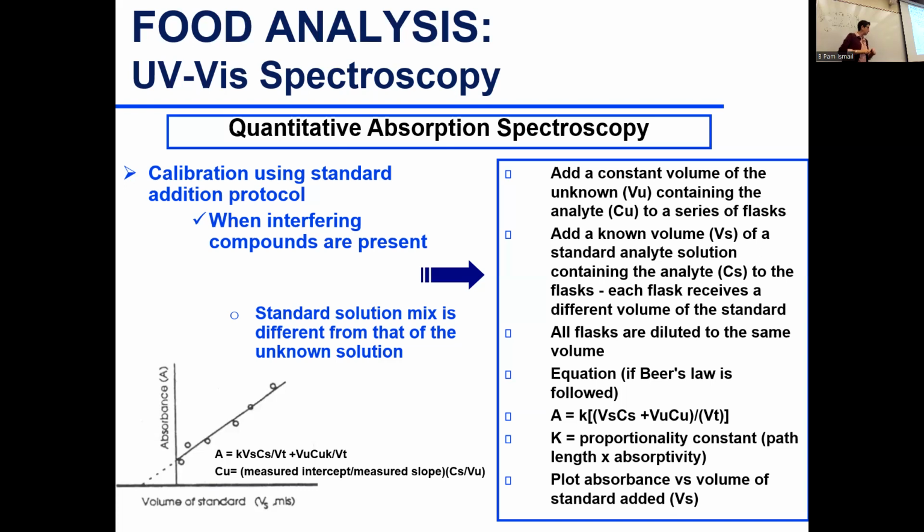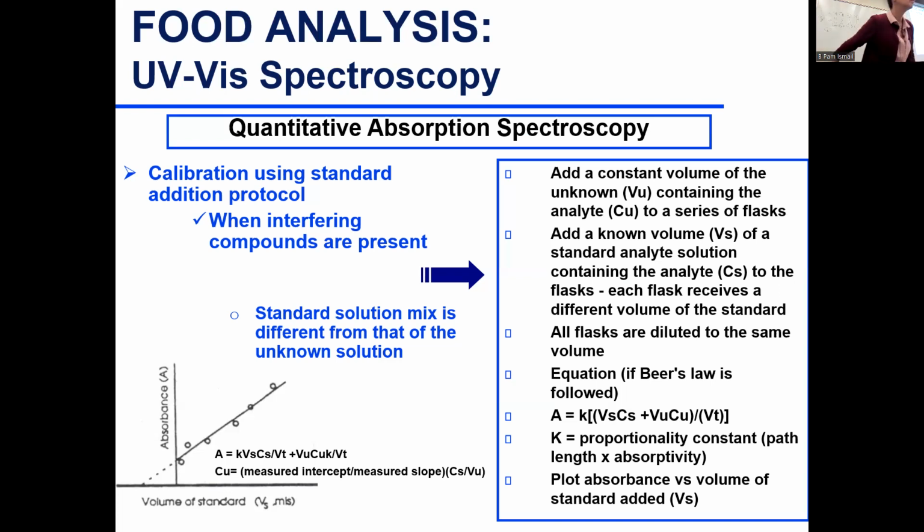Then you measure absorbance and you plot it against the volume of your standard that you used, and you get an equation with absorbance. This is a constant, a proportionality constant, path length times absorptivity. Volume of the standards, you have that. Concentration of the standard, you have that. Volume of the unknown, you know that. Total volume, you know it. You solve for the concentration of the unknown.